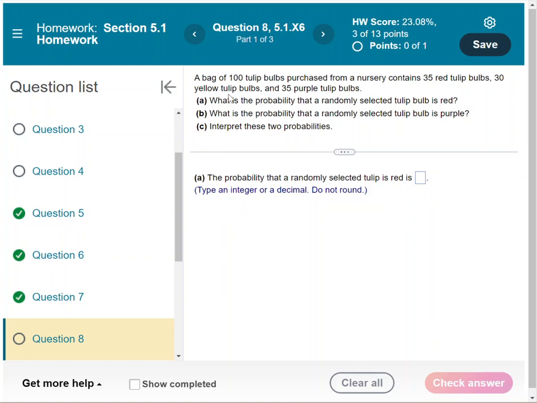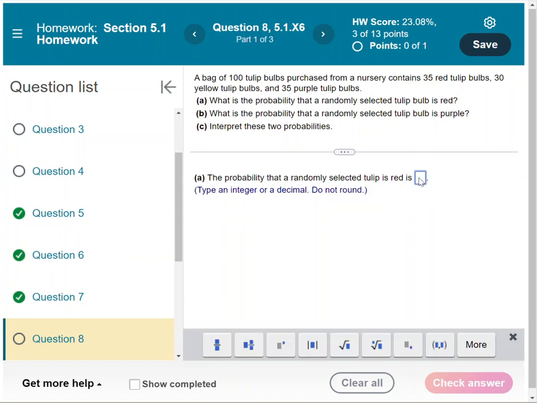So number 8 here, a bag of 100 tulip bulbs purchased from a nursery contains 35 red tulip bulbs, 30 yellow tulip bulbs, and 35 purple tulip bulbs. What is the probability that a randomly selected tulip bulb is red? Well, there's 35 red out of a total of 100. You can add up these numbers, but they do add up to 100. And so 35 out of 100, that's 35%, or 0.35, 35 hundredths.